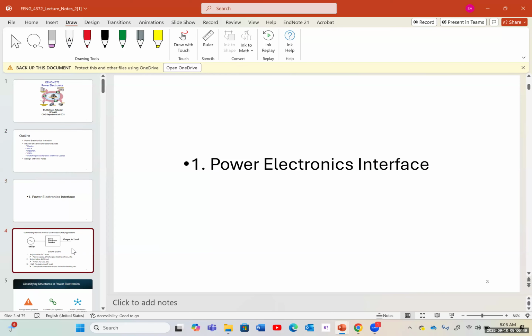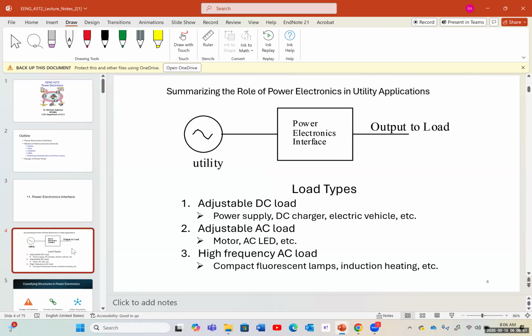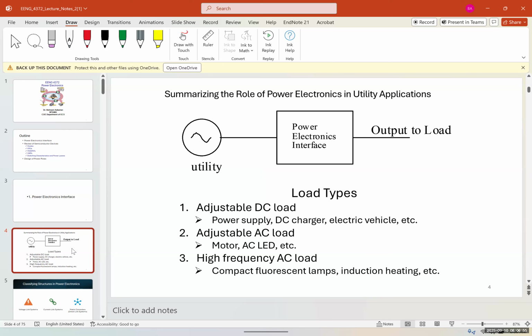So for the power electronic interfaces, imagine that we have a utility power company providing the power, and it's usually like 95% of the time power electronics are used for this. You have an AC voltage input, but your load is either DC or it's an AC load, but with a different voltage or frequency or current.